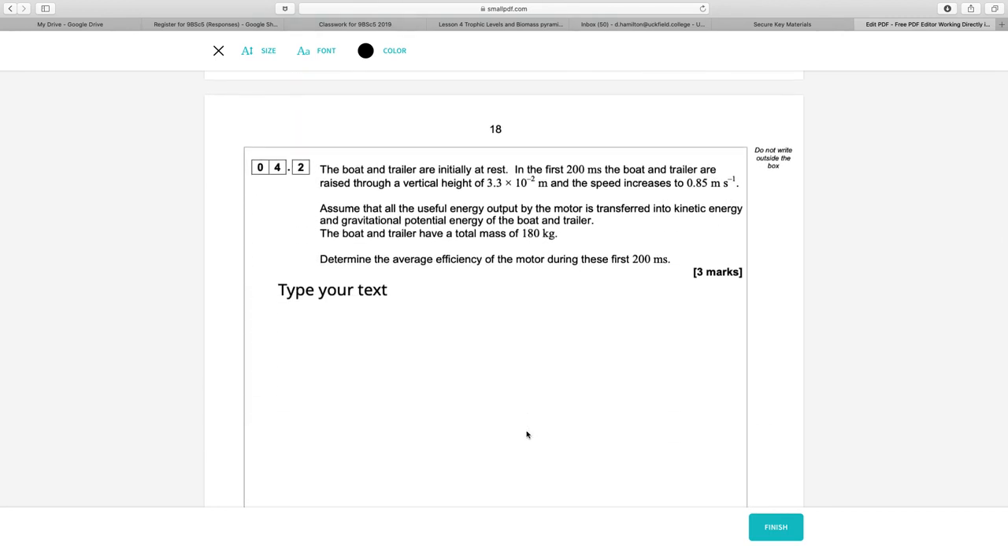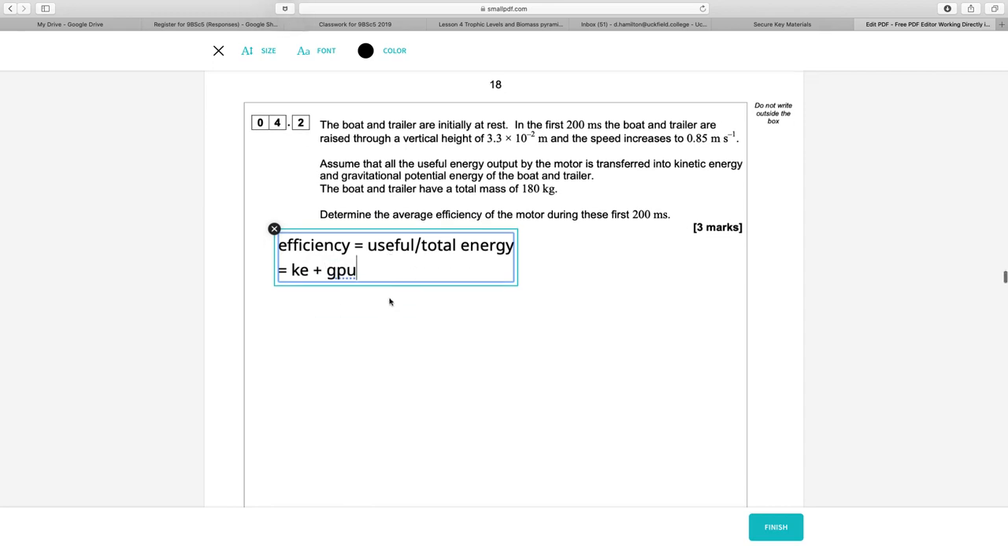The boat and trailer are initially at rest. In the first 200 milliseconds, the boat and trailer are raised to a vertical height of 3.3 times 10 to the minus 2 meters, and the speed increases to 0.85 meters per second. Assume all the useful energy has been transferred into KE and GPE. There's the mass. What's the average efficiency? Well, the efficiency, of course, is the useful energy output over the total energy input. And the useful is the KE plus the GPE, divided by the total energy input.